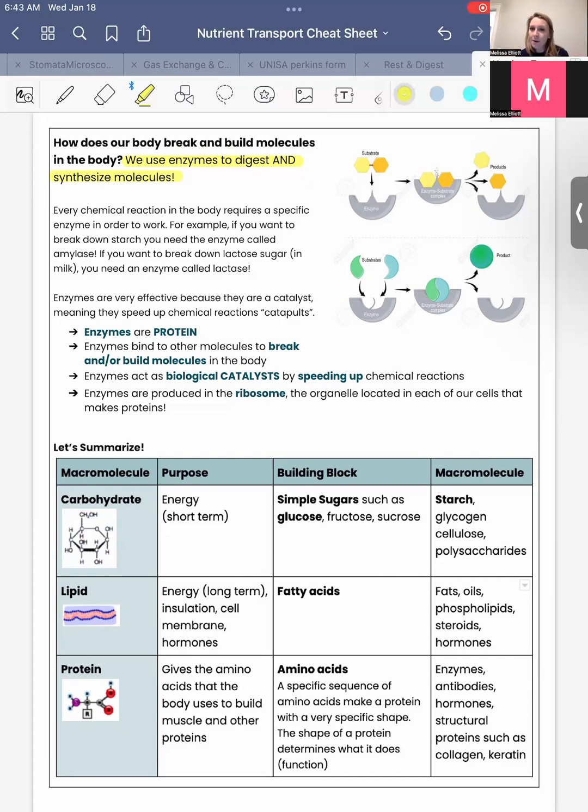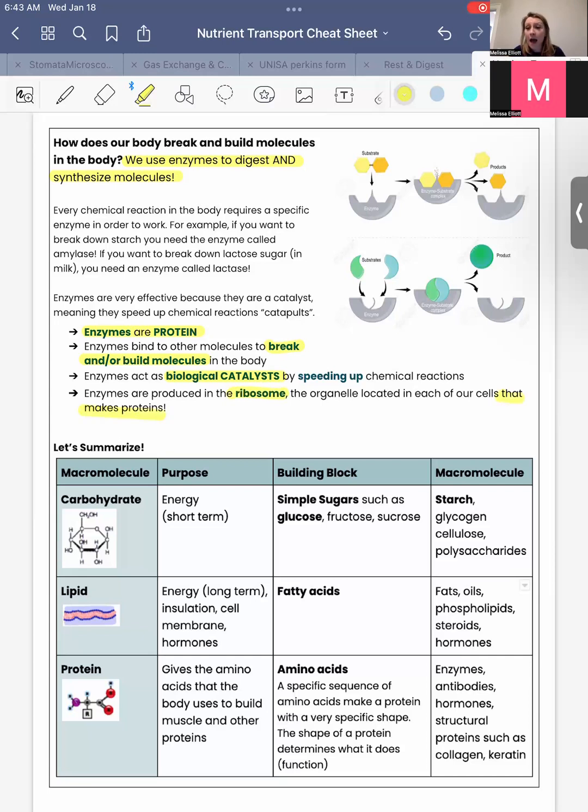Just some quick tips about enzymes are that they are protein, meaning they're built of amino acids. Enzymes bind to other molecules to break or build molecules in the body. They are something called biological catalysts by speeding up chemical reactions. And enzymes are produced inside the cell in the ribosome, which is an organelle that makes proteins.